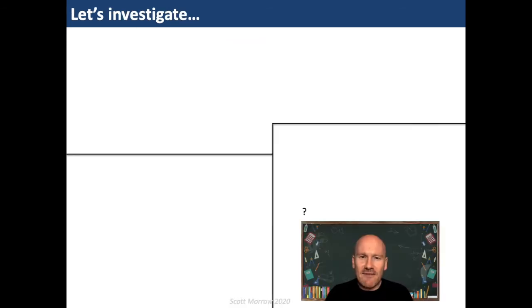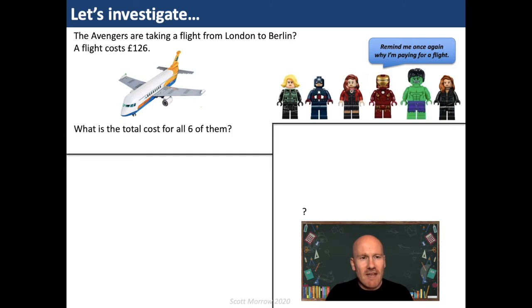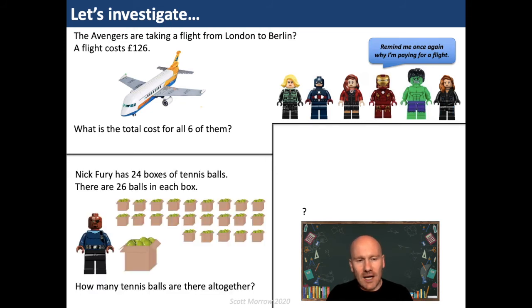It's time for you to get investigating with a partner. I've got a couple of problems that I want you to have a look at. Can you analyse them? Can you use resources to solve them? The Avengers are taking a flight from London to Berlin. A flight costs £126. What is the total cost for all 6 of them? And the second question, Nick Fury has 24 boxes of tennis balls. There are 26 balls in each box. How many tennis balls are there altogether?